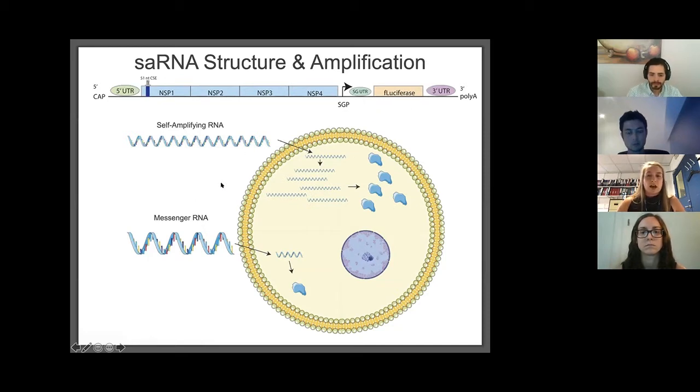I also want to highlight the difference between messenger RNA and self-amplifying RNA and how it works within the cell. For messenger RNA, once it's in the cytoplasm, 1 copy results in a certain amount of protein being made from that 1 copy of RNA. However, for self-amplifying RNA, once it localizes to the cytoplasm, it's able to make direct copies of itself using that replicase enzyme. So you get many more copies of RNA. That RNA is then translated, and you also get higher protein expression. So this is really the advantage of using this system.